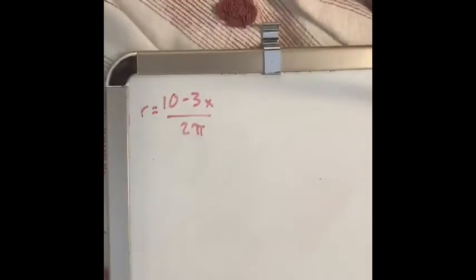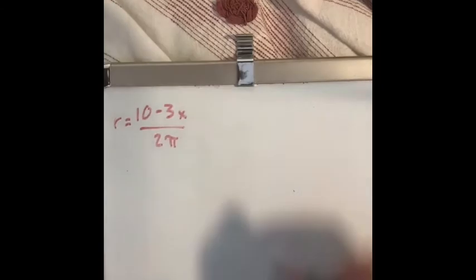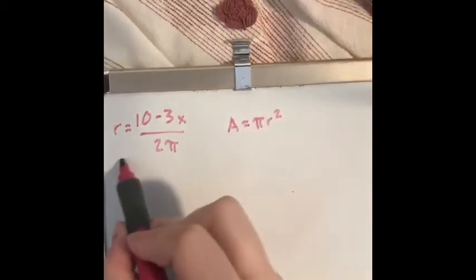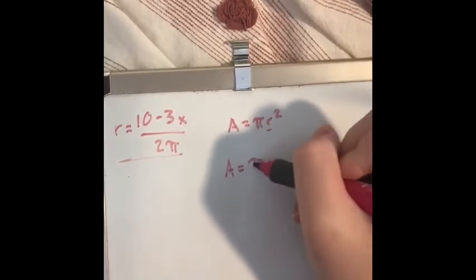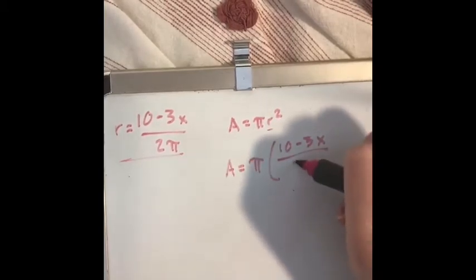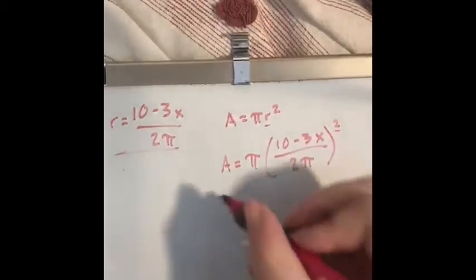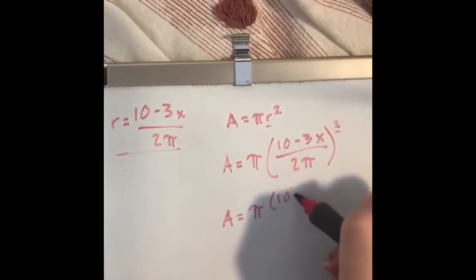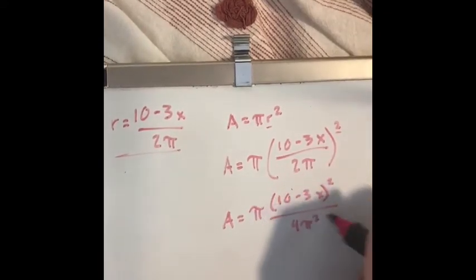Now we're going to find the total area encompassed by the equilateral triangle and the circle. First, we need to find the area of a circle, which is equal to pi times the radius squared. We're going to plug in the equation for the radius into r. A equals pi multiplied by 10 minus 3x over 2 pi. We're going to square what's in the parentheses first. So area is equal to pi times 10 minus 3x squared over 4 pi squared.